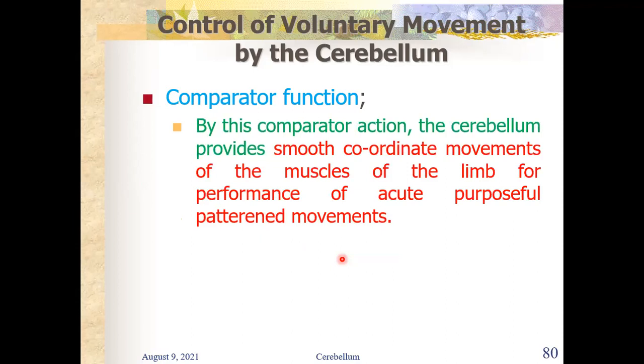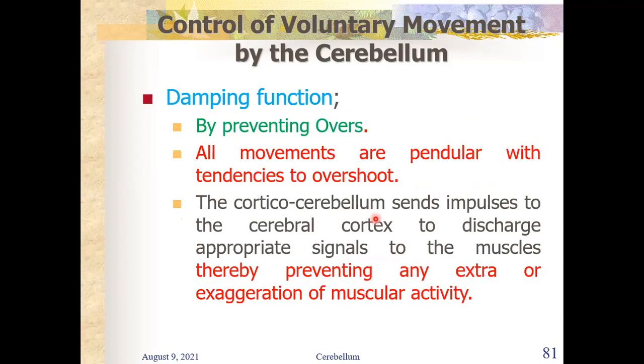So by this comparator function, the cerebellum also helps to provide smooth coordinated movements of the limbs for performance of purposeful patterned movement. So we move to another mechanism by which the cerebellum helps to control voluntary movement. We have damping functions of the cerebellum. The cerebellum can prevent overshoot. It prevents one from making movements that are over the targets. So all movements are pendular with tendencies to overshoot.